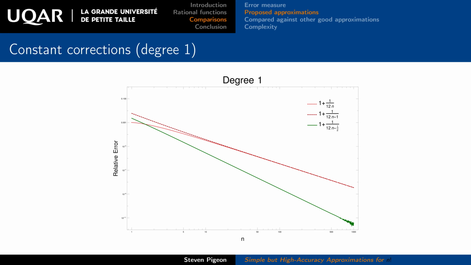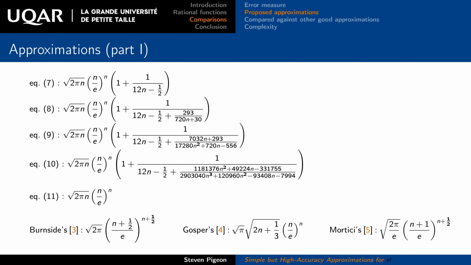We also notice strange noise in the lower right part of the graph. This is actually where our solution reaches machine precision. Basically, float and rounding errors are bigger than the error from the approximation. In the remaining results, we'll use arbitrary precision to avoid those effects. Now let's have a look at better approximations. Equations 7 to 10 correspond to our solutions, from degree 0 to degree 3.